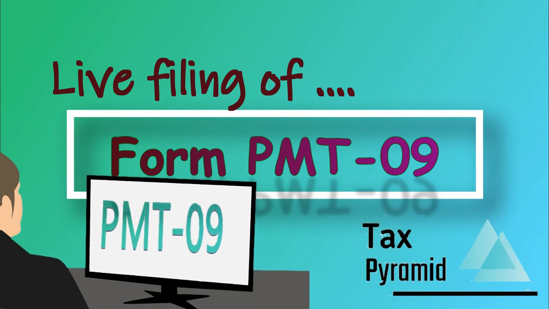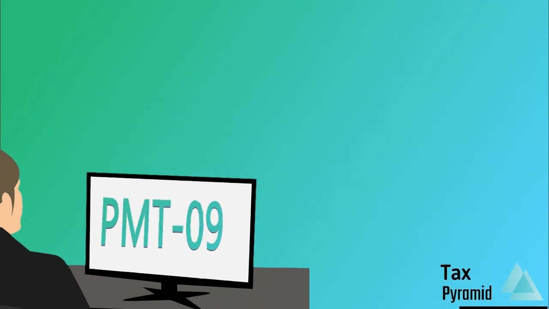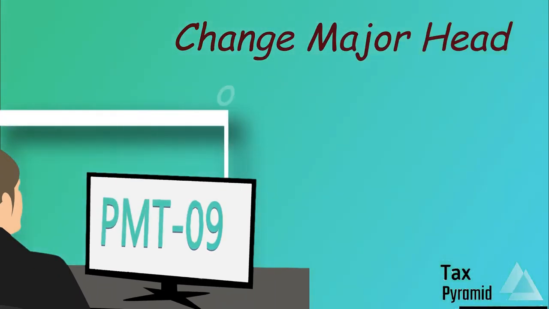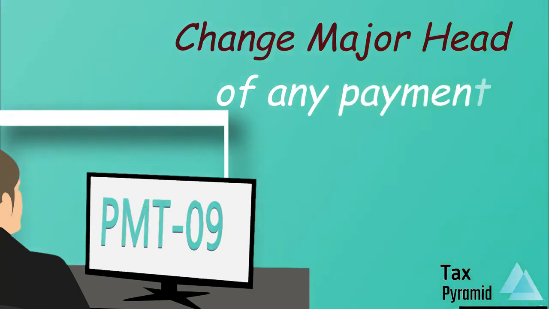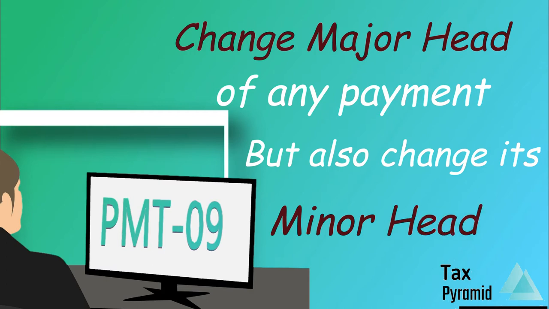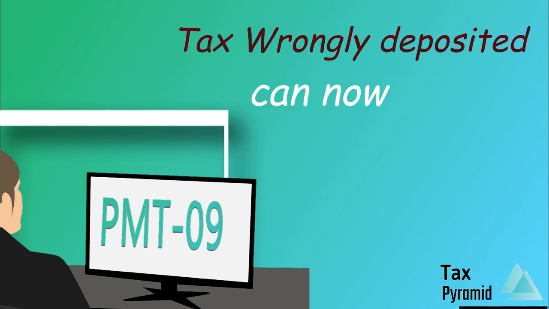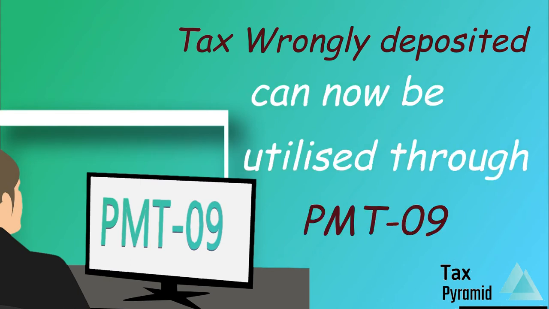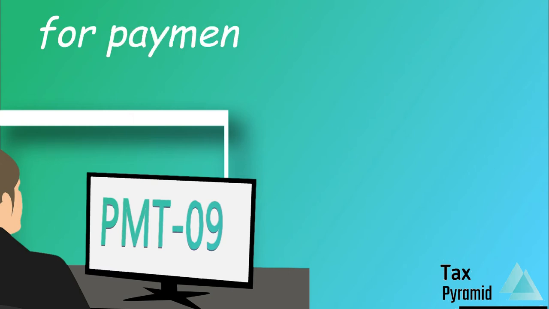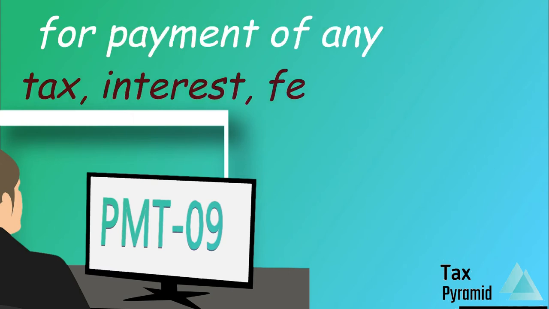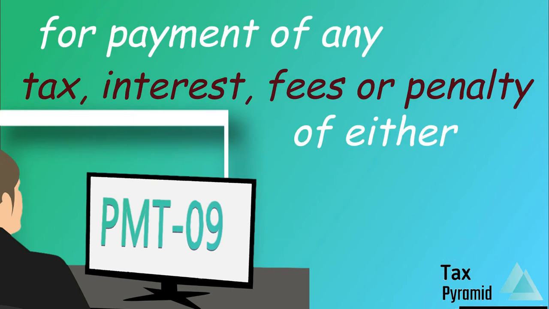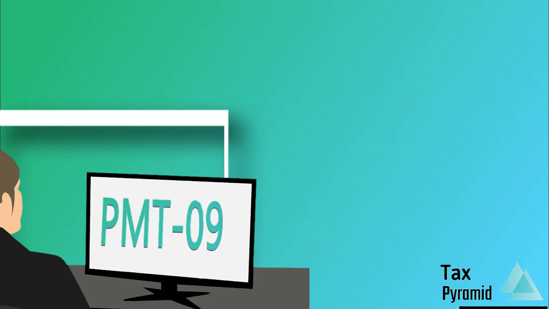Today we are going to learn about the live filing of the recently introduced Form GST PMT09. Through this form, we can change not only the major head of any payment appearing in the electronic cash ledger but also its minor head. Therefore, we can say that any tax which is wrongly deposited and lying in any head can be transferred and utilized for payment of any tax, interest, fees or penalty of either IGST, CGST, SGST, UTGST or cess.